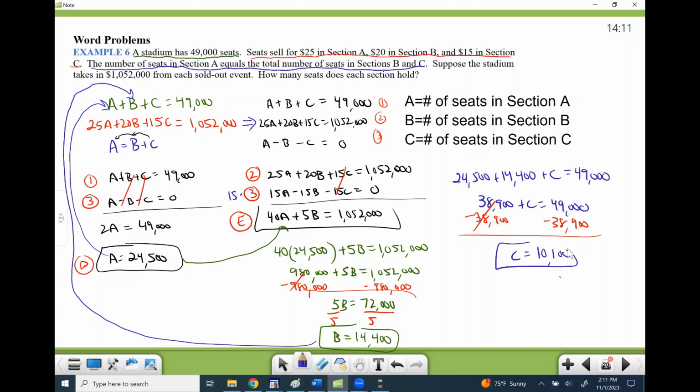Another thing we could check is this equation right here: the total number of seats in B and C better add up to A. So if I put B and C together, I add those together, I do get the same as A. This is looking really good, you guys. All right, let's try one more.